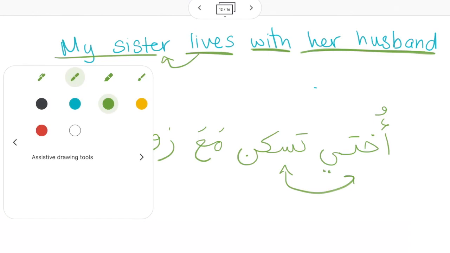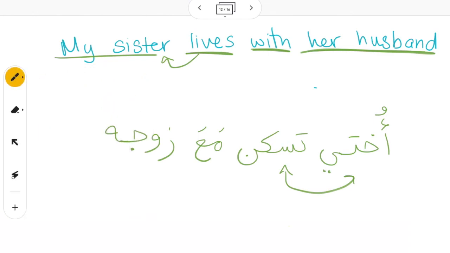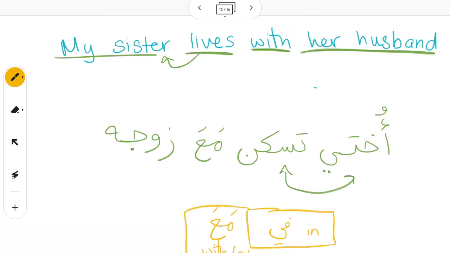Okay. Just a refresher in case you don't remember the prepositions that we did. We covered fi, which means in. We covered ma'a, which means with. And usually it's with people. Covered bi, which is also with, but usually with some sort of tool, or it can mean by way of.